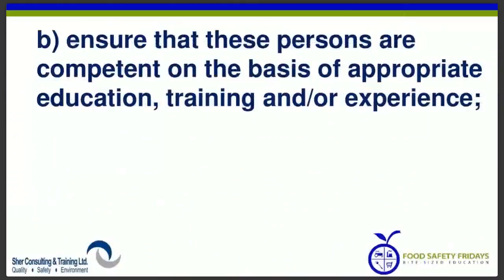So if we go back to the standard, A was to identify competencies, but B is to ensure that these persons are competent on the basis of appropriate education, training, and or experience. So ISO is not telling us that we must train for food safety. It's saying that we must provide people that are competent. And we can do this either by training them or by using people who are educated to that extent, or they have the necessary experience and so forth.